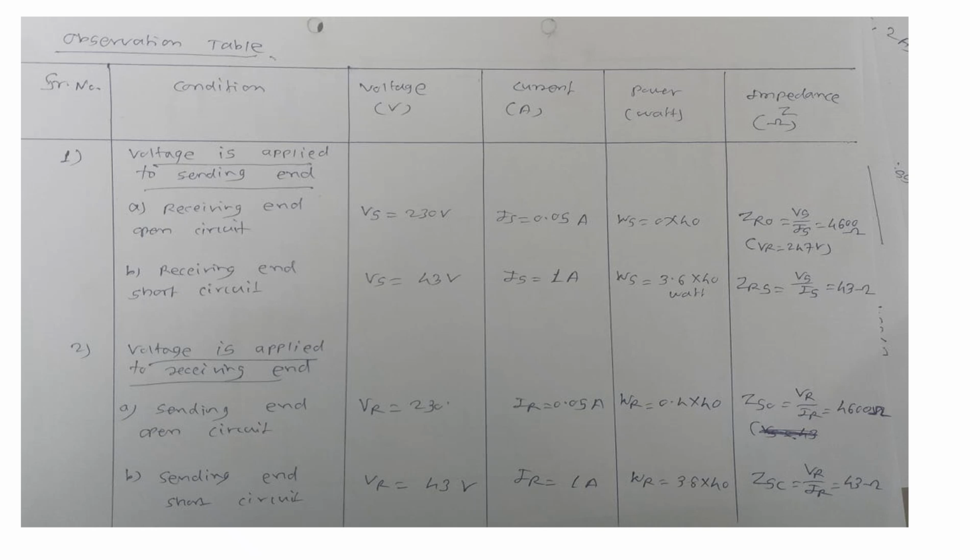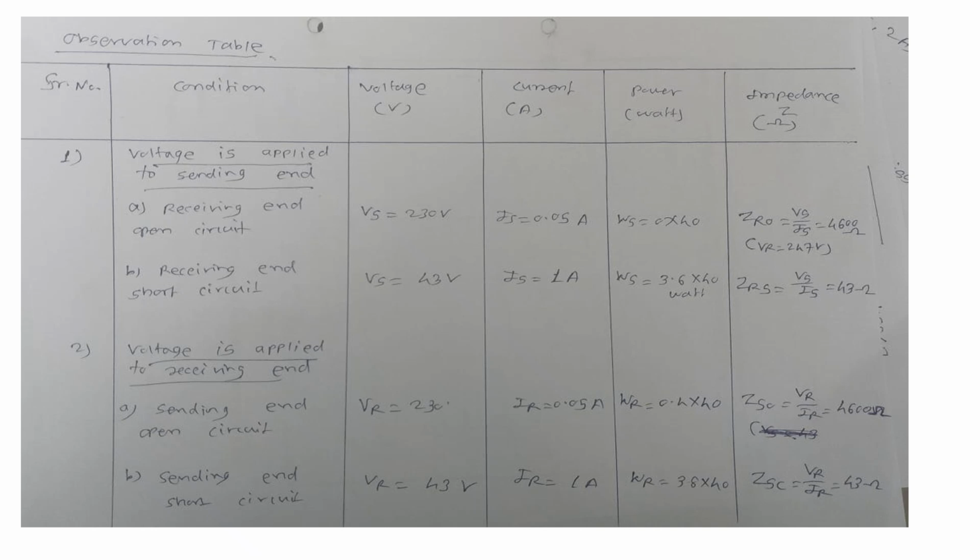Second case, voltage is applied to the receiving end, exactly opposite to whatever connection we did. We have to provide the voltage to the receiving end and measure the parameters at the sending end. Again, there are two cases: sending end open circuited. At that time, receiving end voltage is 230 volt. Since the sending end is open circuit, we can provide the 230 volt. Then current is less, 0.05 ampere. At that time, impedance ZSO, that is impedance with sending end open, is VR upon IR, that is 230 upon 0.05 ampere, that is 4600 ohm.